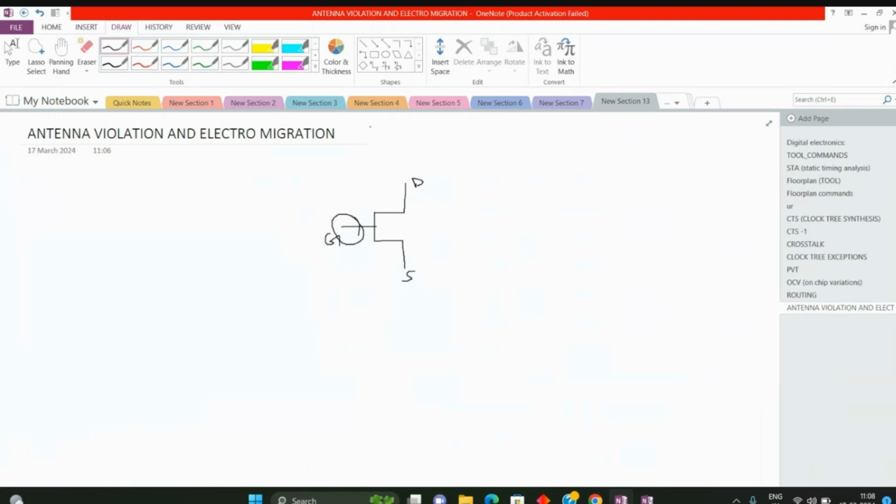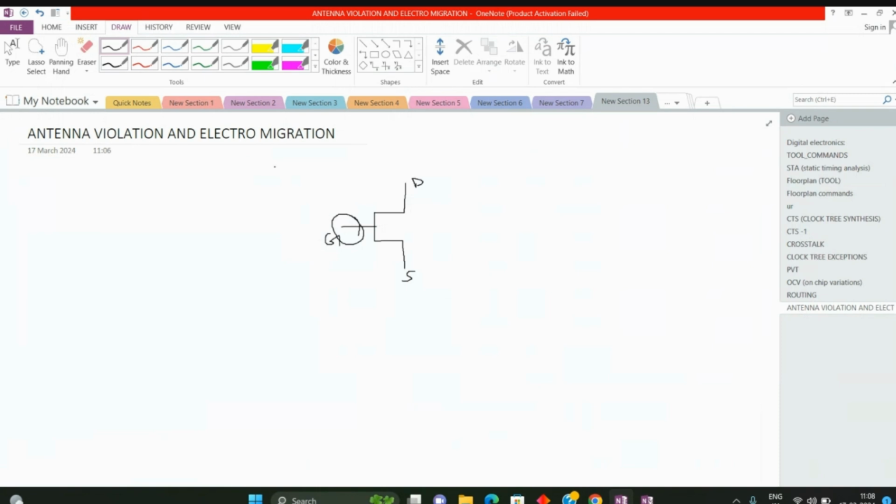What I'm going to tell you is that antenna violation and electromigration are related to manufacturing issues. Okay, these are not related to any CTS or routing. Those are different, that is the physical design flow normally. So these are the manufacturing defects. While doing the fabrication in the industry, these issues will come up.